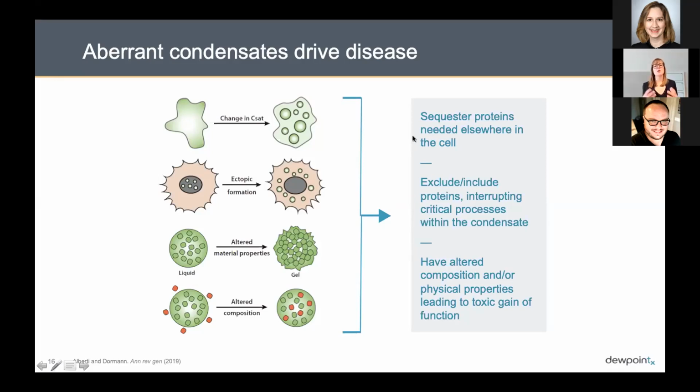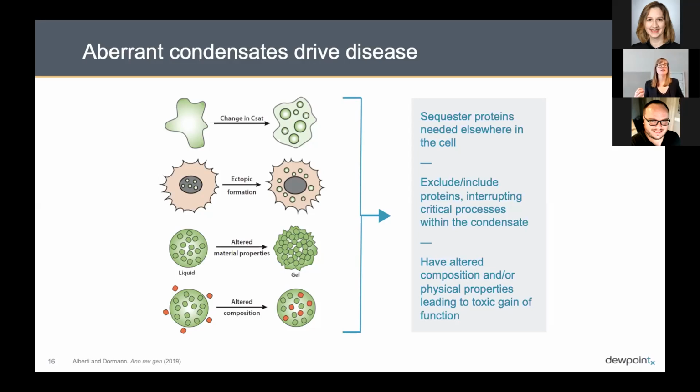By all of these mechanisms, aberrant condensates can drive several pathological functions, such as the ones depicted here. They can sequester proteins needed elsewhere in the cell. They can exclude or include proteins, interrupting critical processes within the condensate. And they can have altered composition and or physical properties leading to a toxic gain of function.